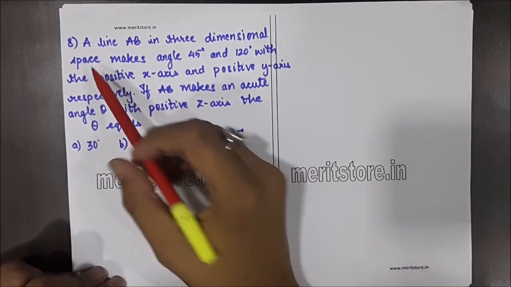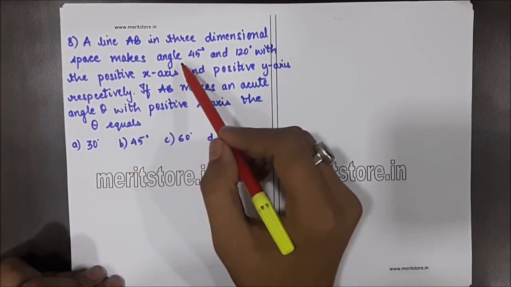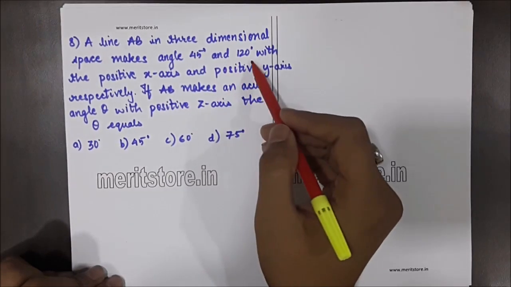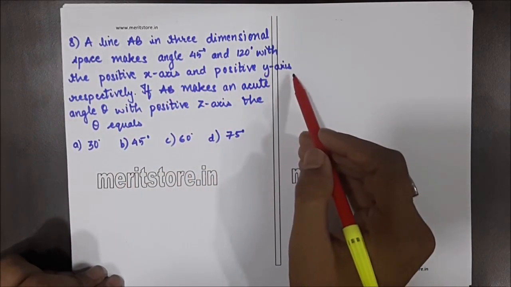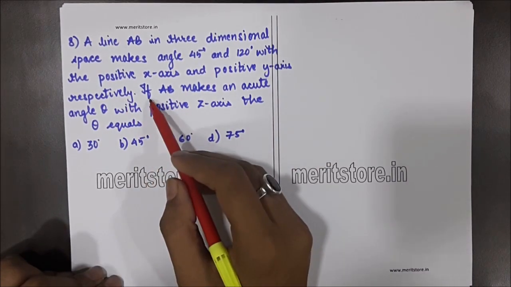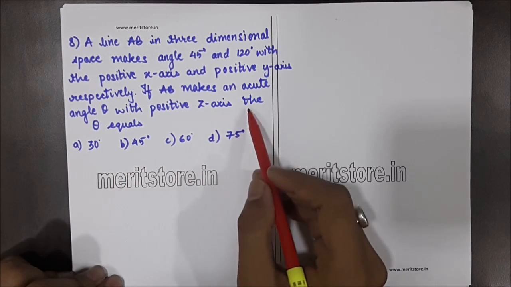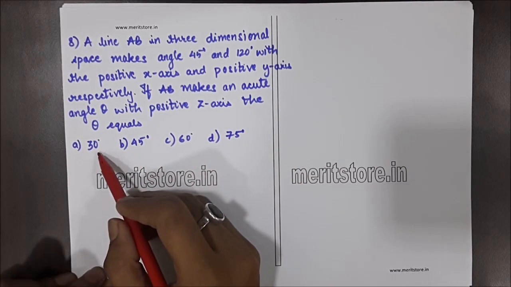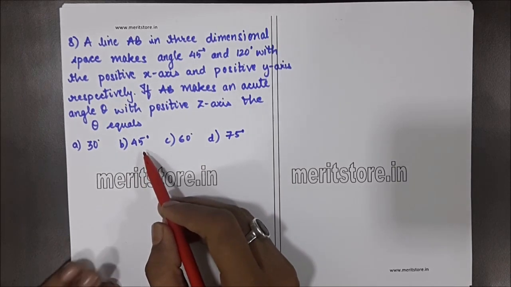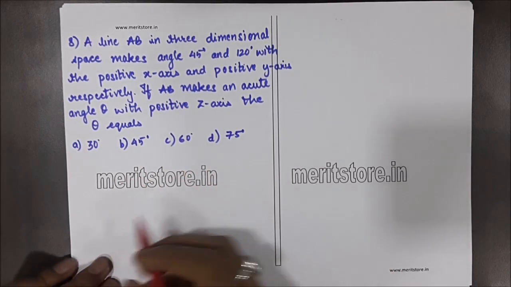Question number 8. A line AB in 3-dimensional space makes angles of 45 degrees and 120 degrees with the positive x-axis and positive y-axis respectively. If AB makes an acute angle theta with the positive z-axis, then theta equals: option A 30 degrees, option B 45 degrees, option C 60 degrees, option D 75 degrees.